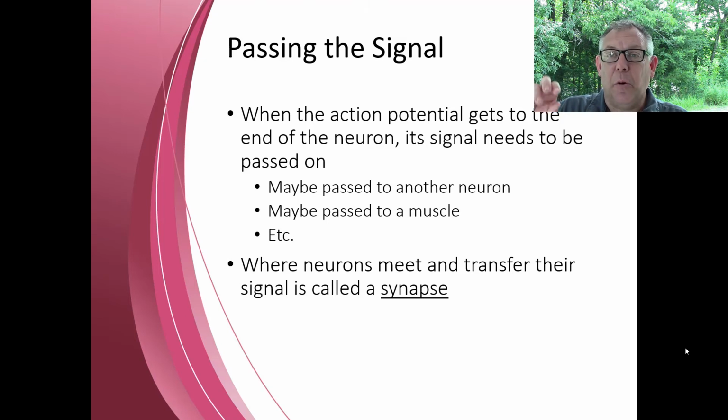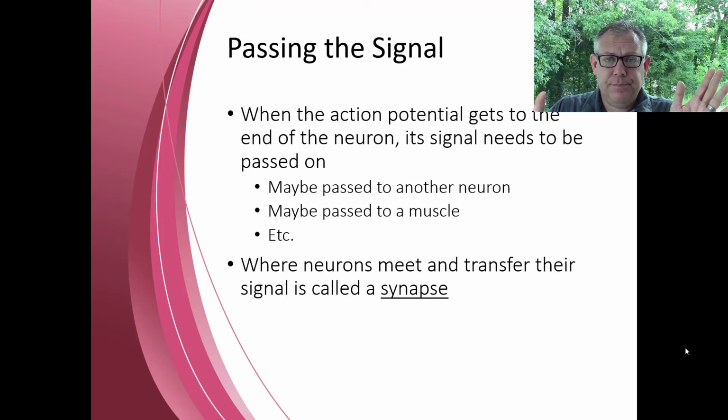And so you need to either pass that signal on to another neuron, or you need to pass that signal on to an effector, like a muscle or something. So just getting the signal to the end of a neuron isn't good enough. You got to do something with that signal. Well, where the neurons meet and transfer that signal, that's called a synapse.